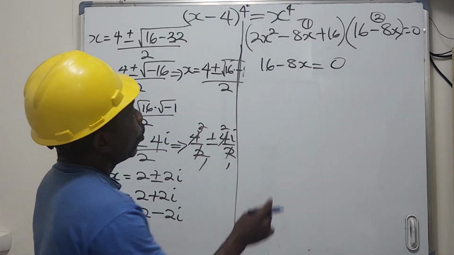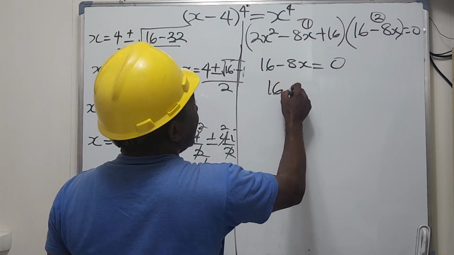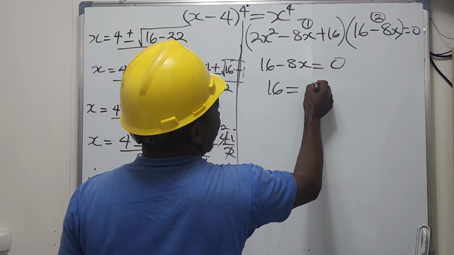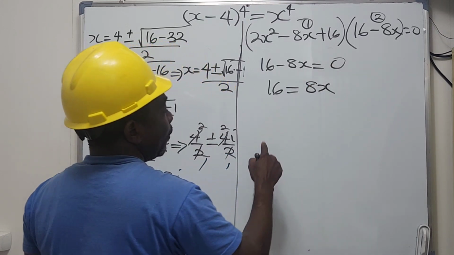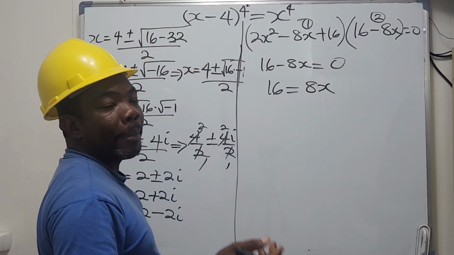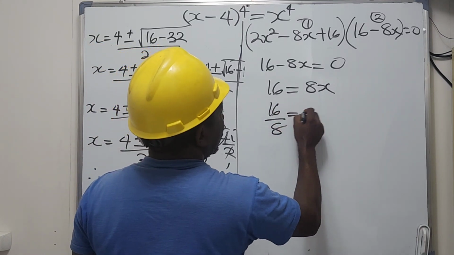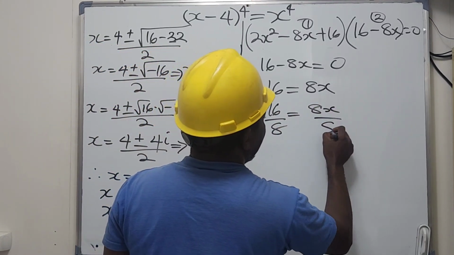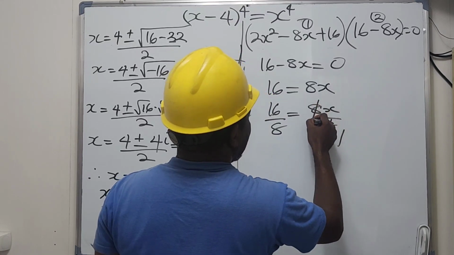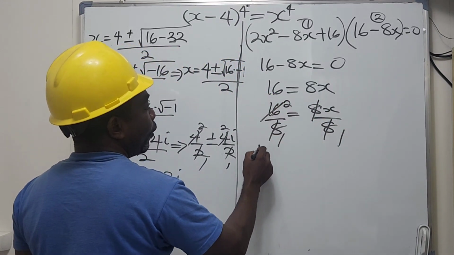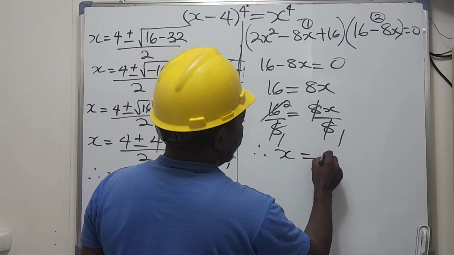So here, when minus 8x is transposed to this other side, it becomes 8x. Therefore, we can divide both sides by 8. So this will become 16 divided by 8 equals to 8x divided by 8. 8 will cancel here and cancel here. 8 cancel here and cancel here. We have 2. Therefore, the value of x equals to 2.